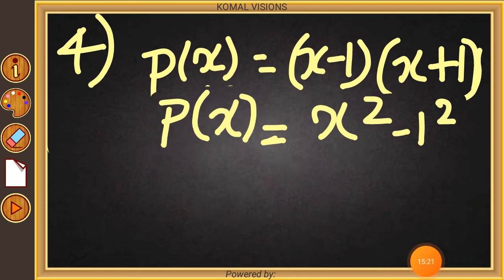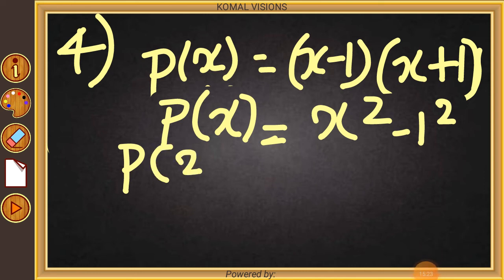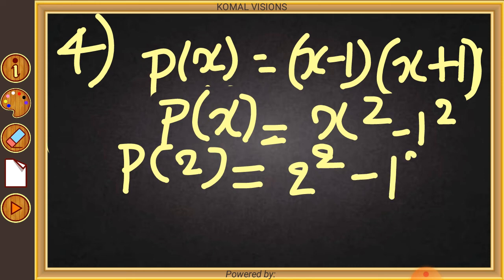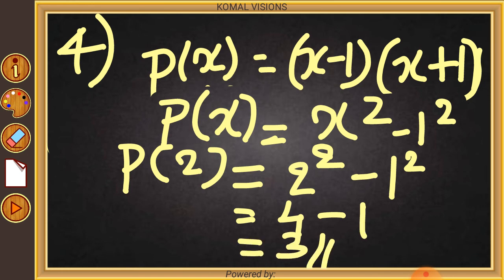That's it. Next for p of 2, let us find out. For p of 2, I should insert the value of x as 2 here again. It will become 2 square minus 1 square. 2 square is 4 because 2 twos are 4. Minus 1 square is 1. 4 minus 1 is 3. That's it. So the value of the polynomial at p of 2 is 3.